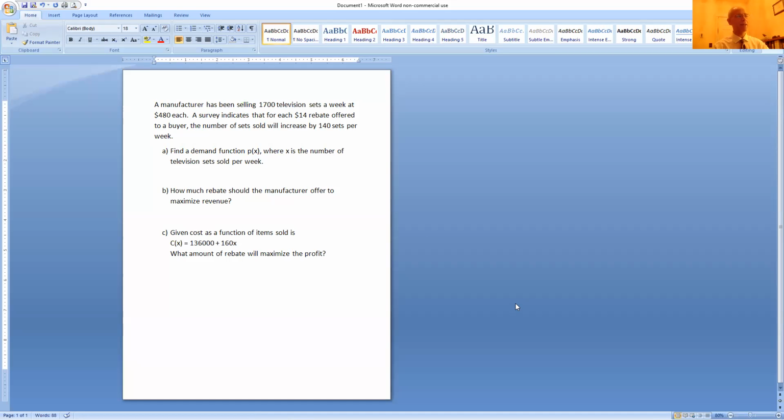Part A, find the demand function, P of X, where X is the number of television sets sold per week. Part B, how much rebate should the manufacturer offer to maximize revenue? And finally, Part C, given the cost function, what amount of rebate will maximize the profit? So we have to be careful. In Part B, we are maximizing the revenue. Part C, we are maximizing the profit.